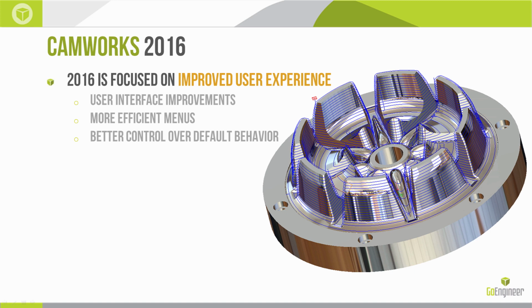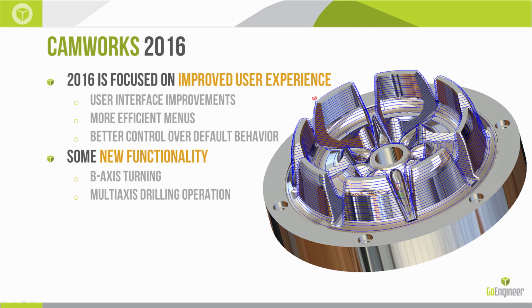Within this 2016 release, we have improvements in the user interface. We have menus that are more efficient or more accessible, and we also have better control over the default behavior. But we do have some new functionality as well. Two really big things. We have B-axis turning functionality now. For those of you out there who are CAMWorks users that have mill turn machines or turn machines that can be indexed, or if you like to use tool holders that would index a turn tool, we can now program in an angle for our turn tool, and I'll show how that works here soon.